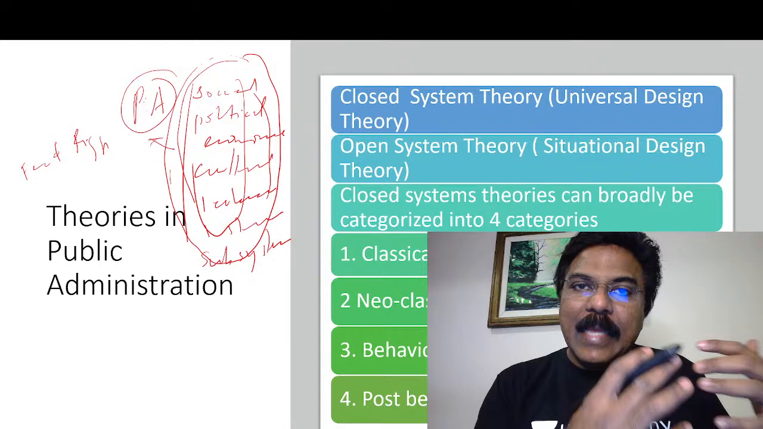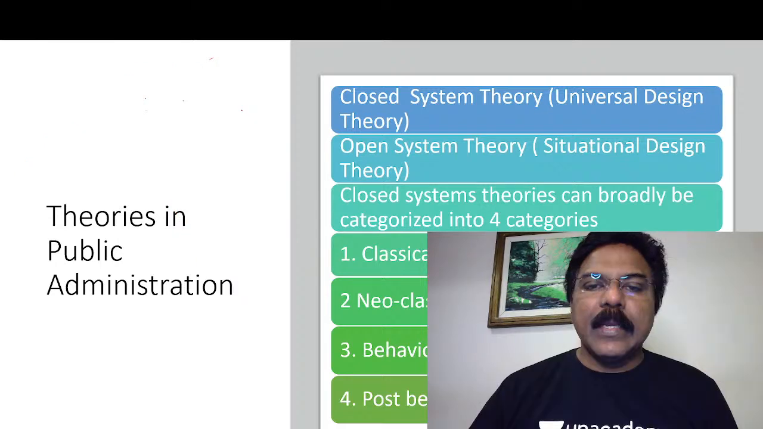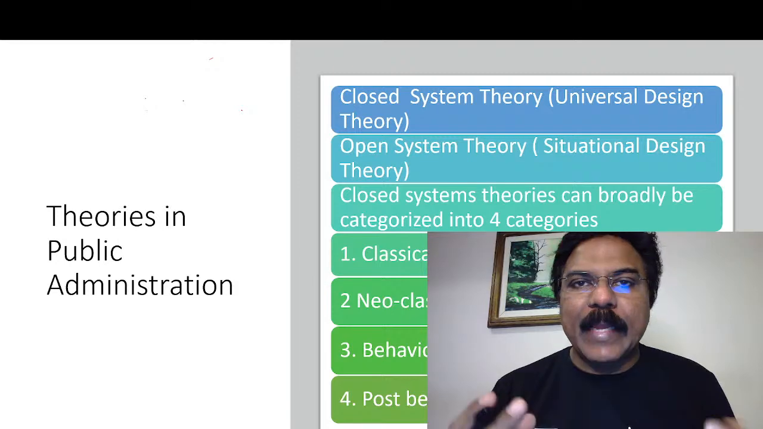Most of the theories are closed system theories, and they can be divided into classical theories, neoclassical theories, behavioral theories, and post-behavioral theories. We want to place new public administration somewhere, so that's why I'm putting this preface. I'm not going straight to new public administration because you need to understand this. The closed theories are classical, neoclassical, behavioral, and post-behavioral theories, period. So what are the classical theories?